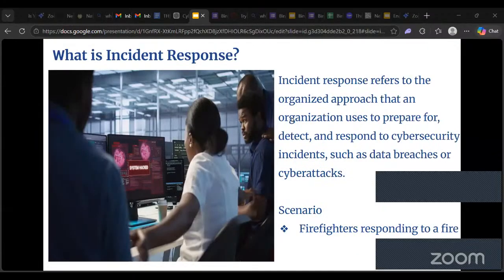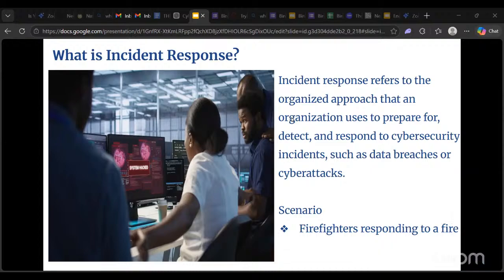Now, moving on to incident response. Incident response refers to the organized approach that an organization uses to prepare for, detect, and respond to cybersecurity incidents, such as data breaches or cyber attacks. The scenario I would like us to make use of is firefighters responding to a fire. When firefighters are responding to a fire, they have different teams.